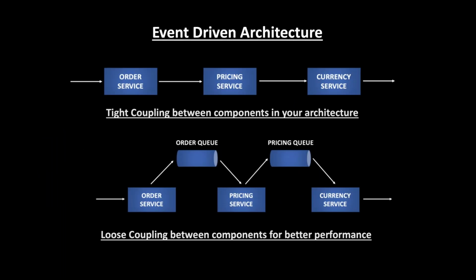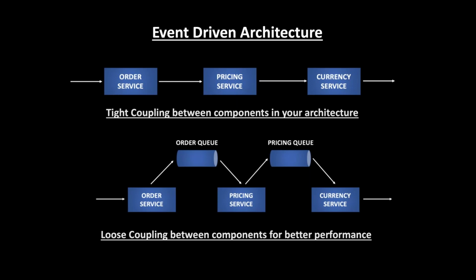Event-driven architecture is another common pattern to maintain data consistency across different services. As you see here, the order service gets a request, it calls the pricing service, it then calls the currency service, which does the calculation and passes it back to the pricing service, and then to the order service. So you're going through each of the dependent services one by one.